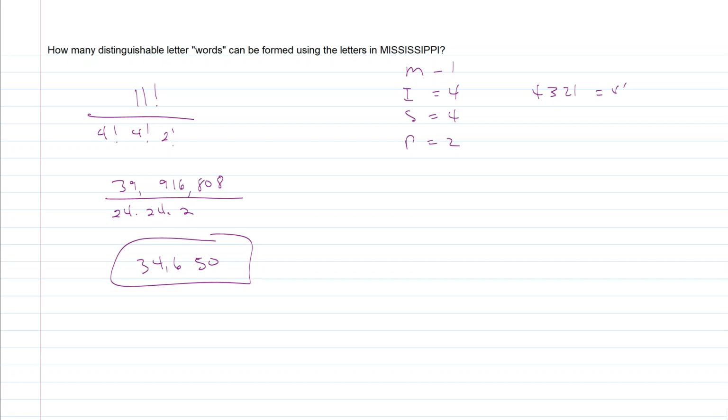And again, just to recap, the basic idea of the formula is you're going to take the total number of letters, factorial, and then if you have any letters repeated, you're going to have to go ahead and divide by those factorials as well, like we did with the I's, the S's, and the P's in this example.